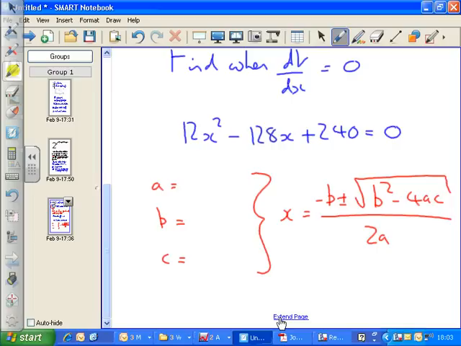So what does a equal? Right, it's the coefficient of the x squared term, isn't it, Dan? Yeah. B is minus 128. Don't forget the minus sign. And C is 240.